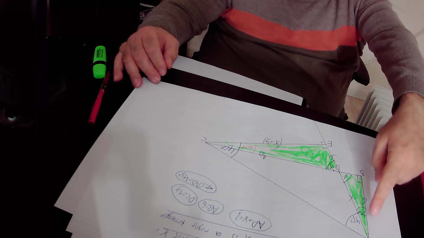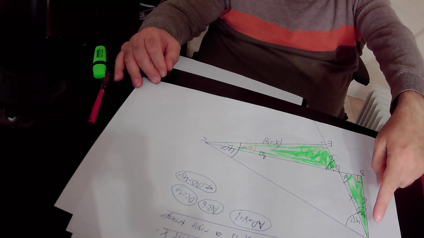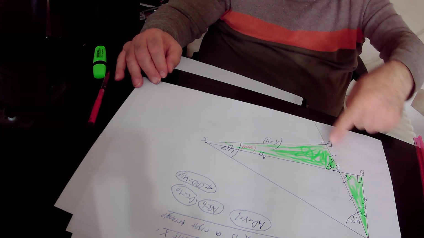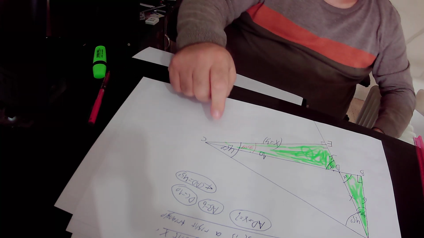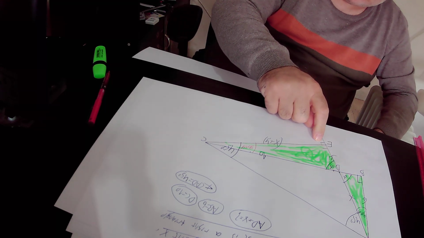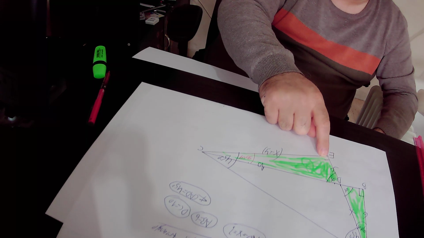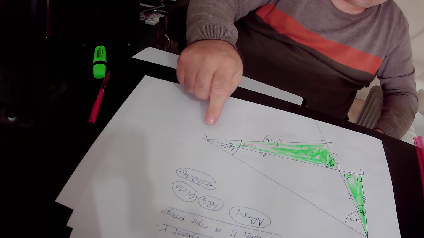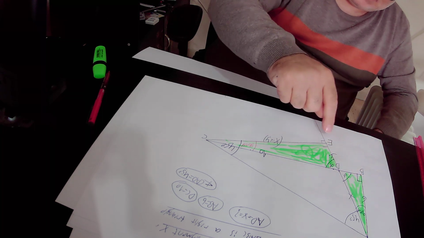We extended side AD by a straight line, and then from point C we drew a perpendicular to the extended AD. So this angle equals 90 degrees, and this angle also will be equal to 90 degrees. And we define the touching point between the perpendicular from point C and the extended AD as point E.